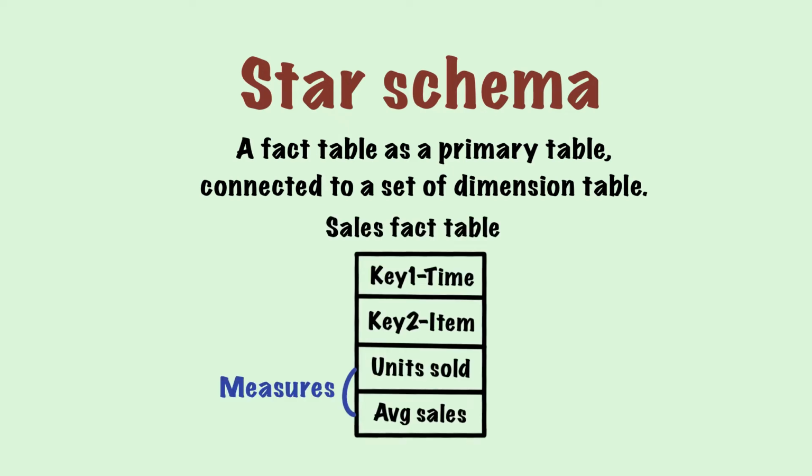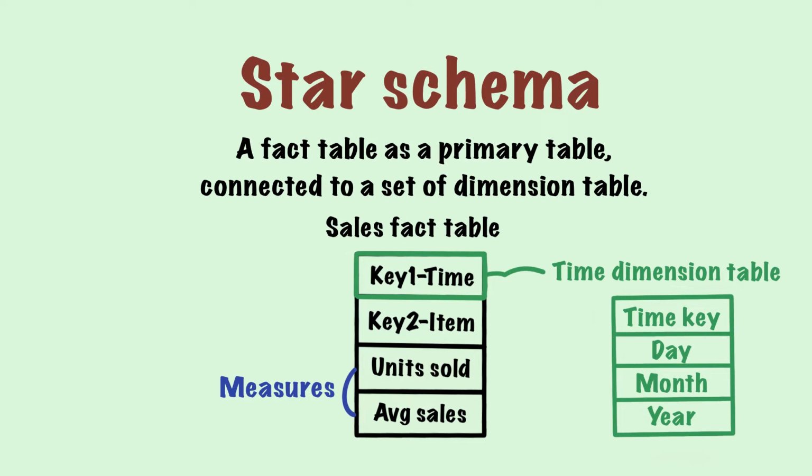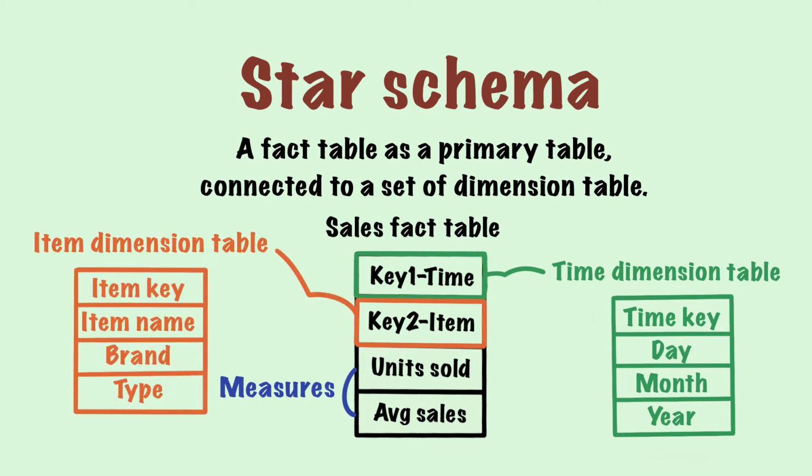Say we have this sales fact table. The two attributes in the bottom, units sold and average sales, are measures, or you might call it facts. Also, there are two keys, time and item. Remember, one key has to be linked with one dimension table. So, the first key is time. It's linked to a time dimension table, which contains time key, day, month, and year. Therefore, if you have a time key, you can find the corresponding information in this dimensional table. The second key is item. So we have an item dimension table, which stores descriptive information about items, such as item name, brand, and type.